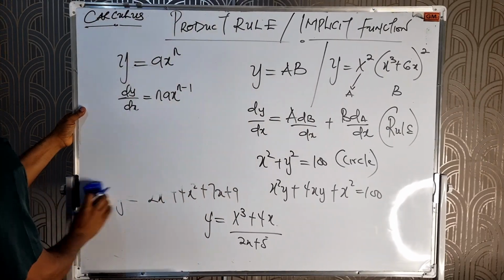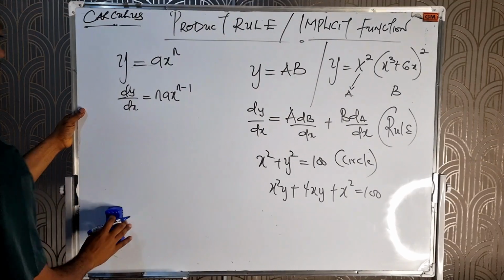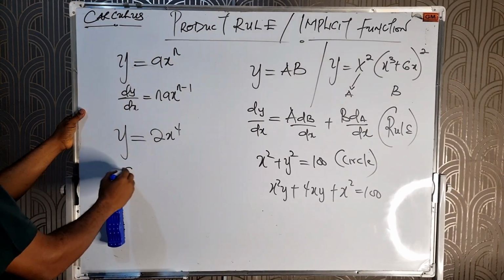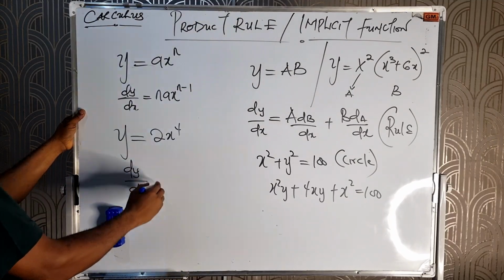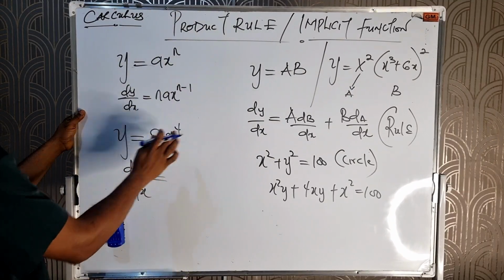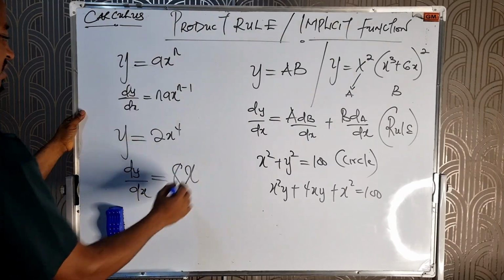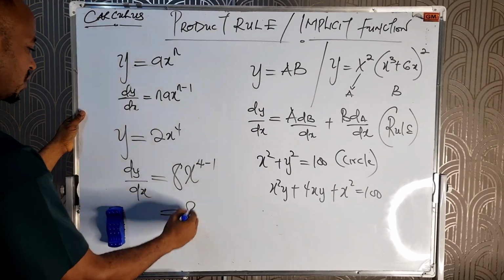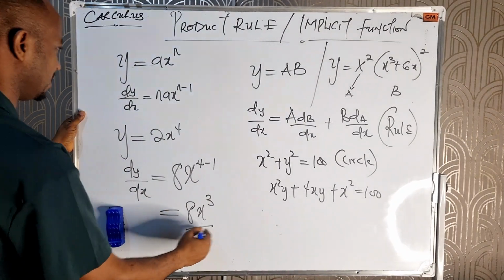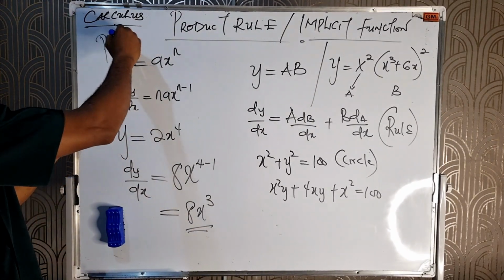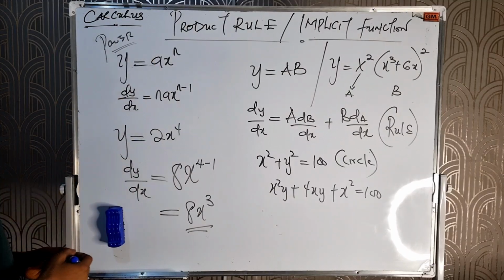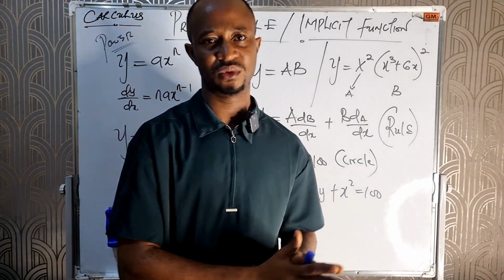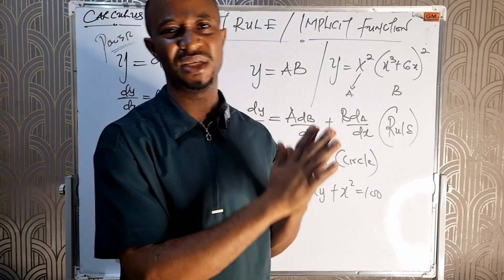A good example of this is that if I have a function like this, y equals 2x to the power of 4, and we have to find the derivative of this function, which is called dy/dx, that will give us 4 times 2, which is 8x. Then the rule says subtract 1 from the power, which is 4 minus 1. Then the answer becomes 8x to the power of 3. This is called the power rule of differentiation. But in today's class, my emphasis will be strictly on product rule and its application to implicit function.